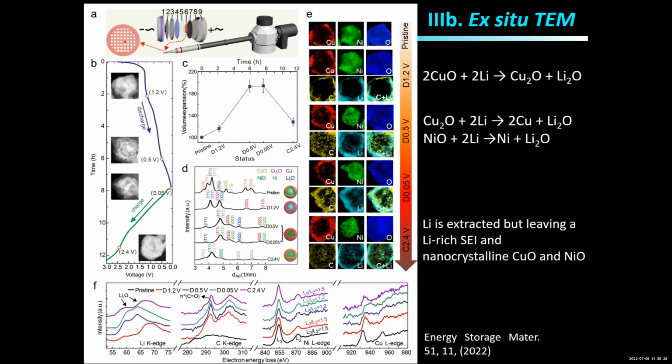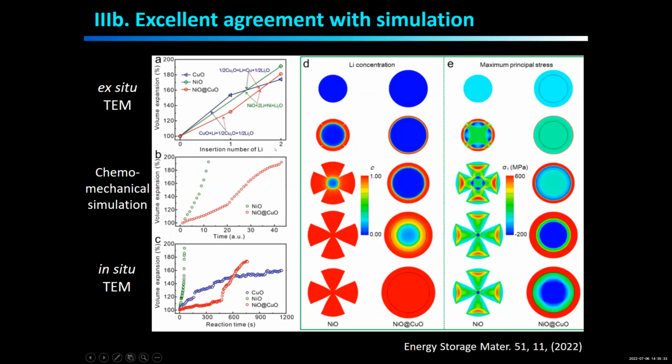After we understand this two-step lithiation process, we can then understand the volume expansion. Due to the presence of the cobalt, which shows less volume expansion, indeed this core-shell structure should give a smaller volume expansion compared to the nickel oxide. But this difference is not very big.